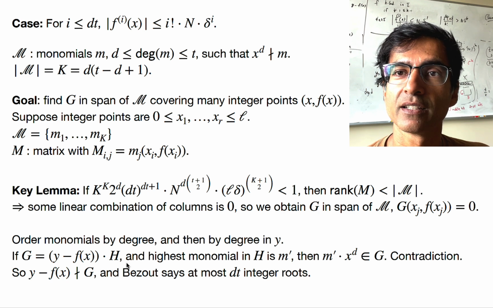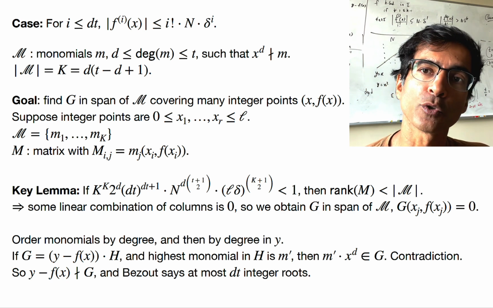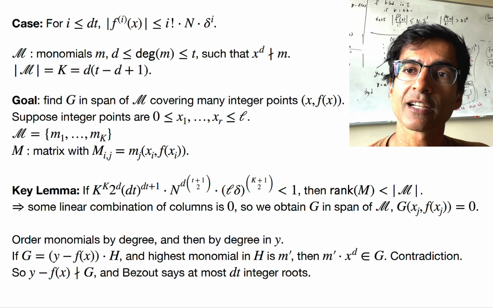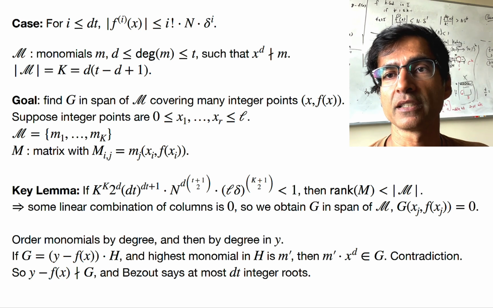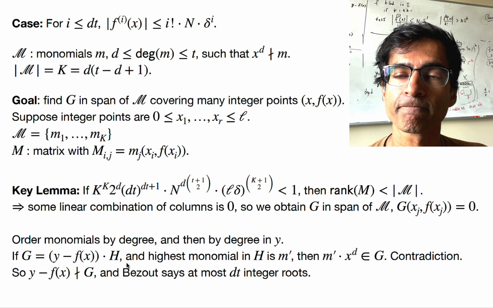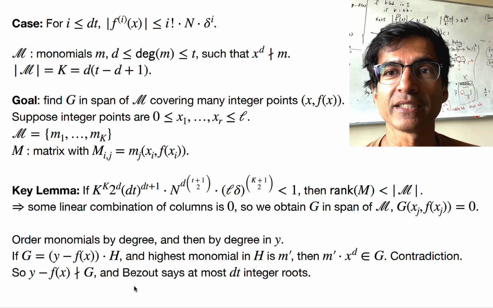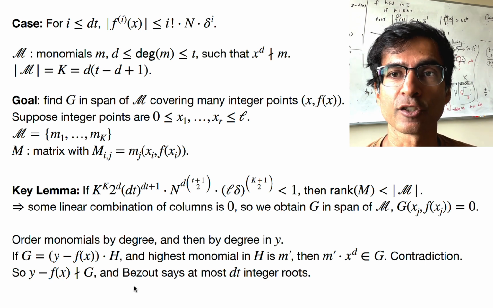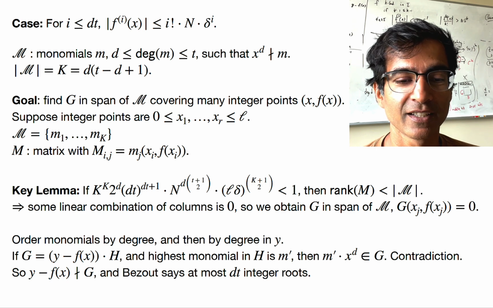Okay. So it survives. That means it must be a monomial of g. But such a monomial cannot be a monomial in g by our choice of the set of monomials m. And Bezout's theorem says there's at most d times t such integer points.